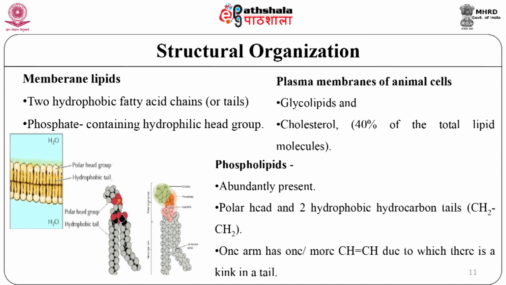Phospholipids. They are associated with inorganic phosphates. Phospholipids are abundantly present. They have a polar head and two hydrophobic hydrocarbon tails. One arm has one or more CH double bond CH, due to which there is a kink in the tail.